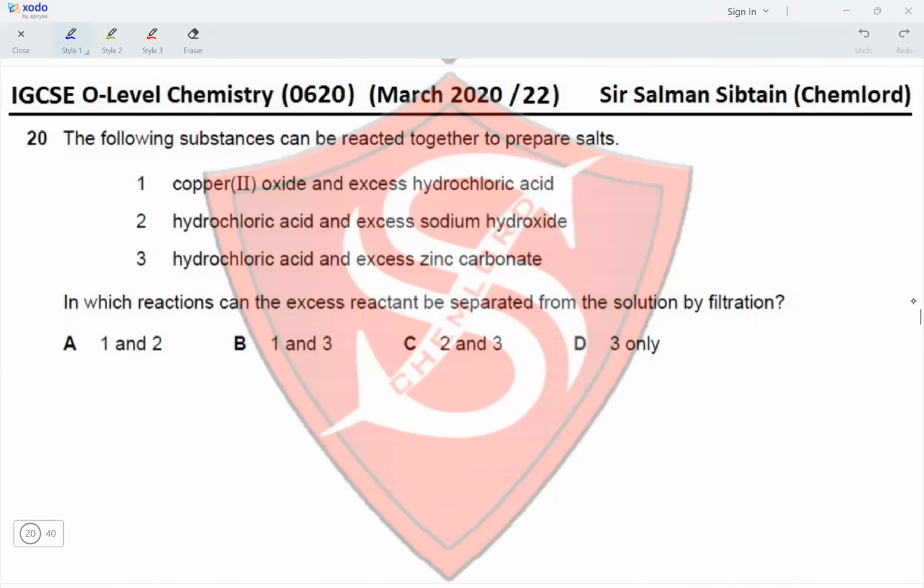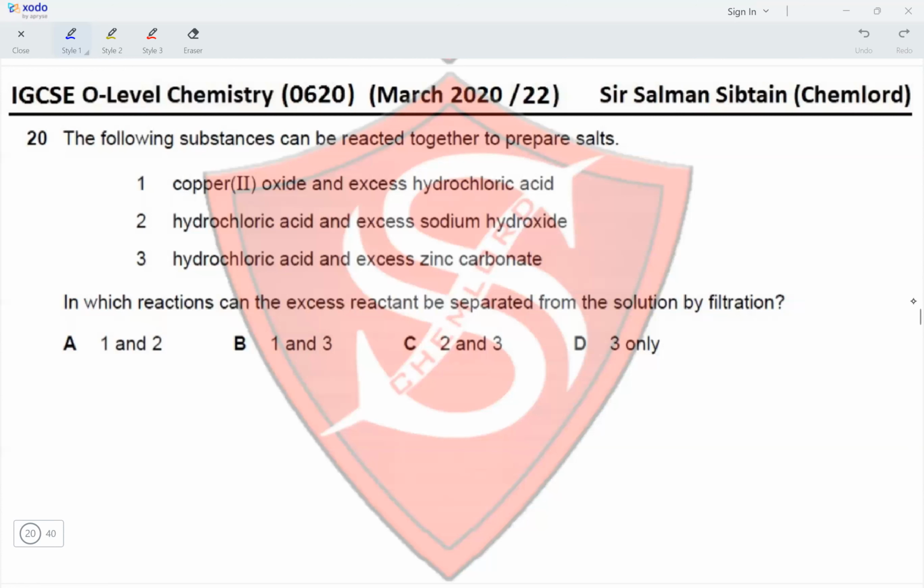Question 20. The following substances can be reacted together to prepare salts: copper 2 oxide and excess hydrochloric acid, and hydrochloric acid and excess sodium hydroxide, and hydrochloric acid and excess zinc carbonate. In which reactions can the excess reactant be separated from the solution by filtration?